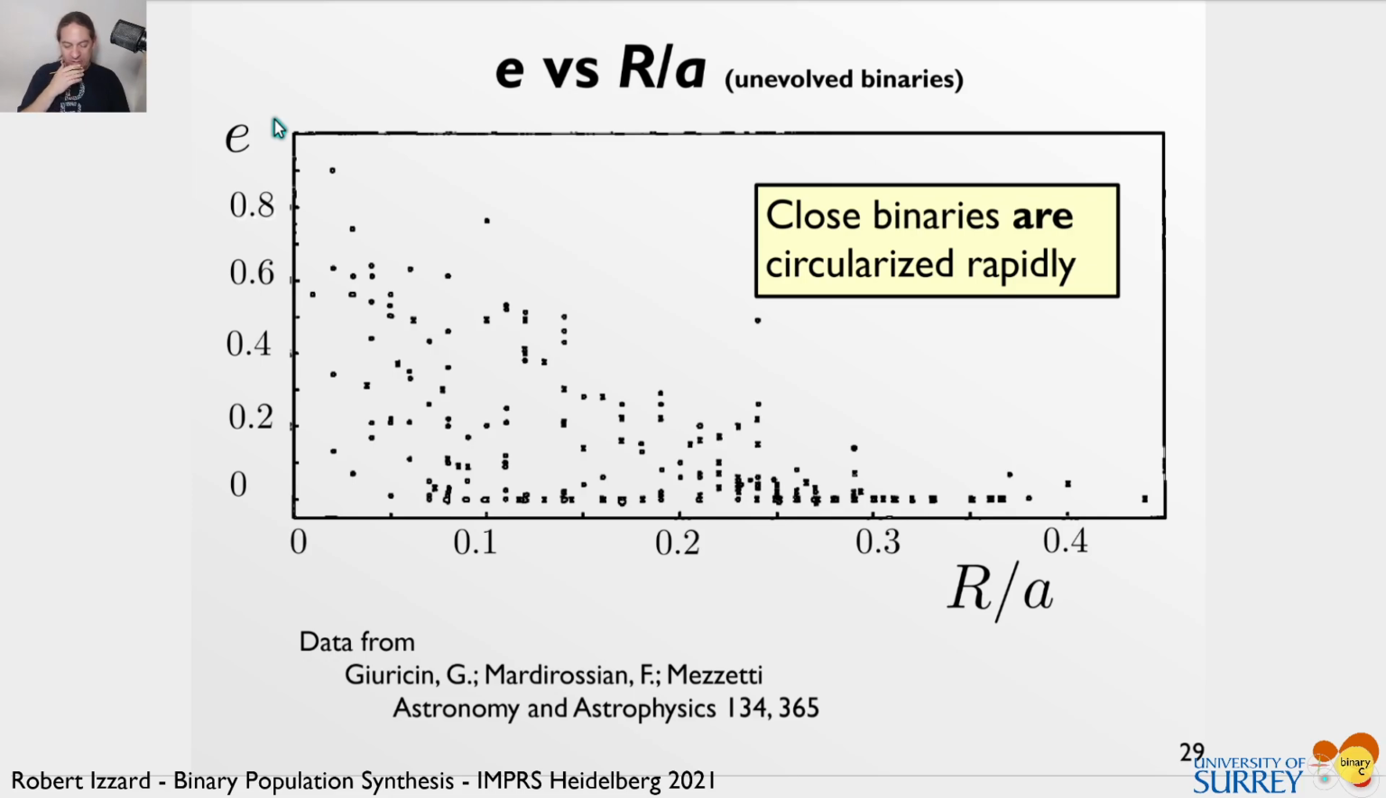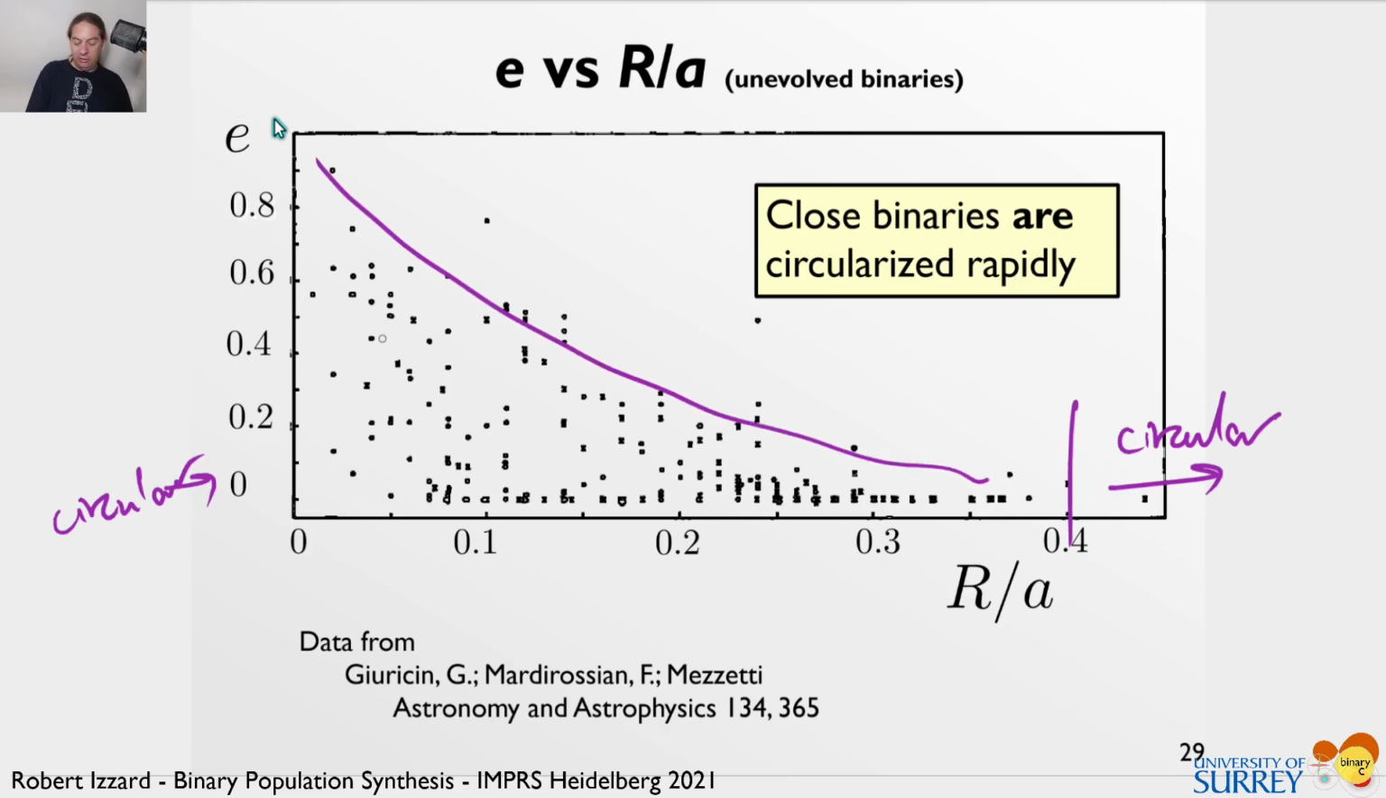And indeed, you can plot the eccentricity as a function of R over A. As I said, once you get up to around 0.4, 0.5, these are all circular. So these have eccentricities here. Remember, eccentricity 0 is circular. And then you have this envelope here, which says, well, okay, so the most eccentric systems must have R over A that is somewhere that's small. So it's a small number compared to 1. And what this really means is close binaries are circularized rapidly. Okay, so this is why we can often say the eccentricity is 0.